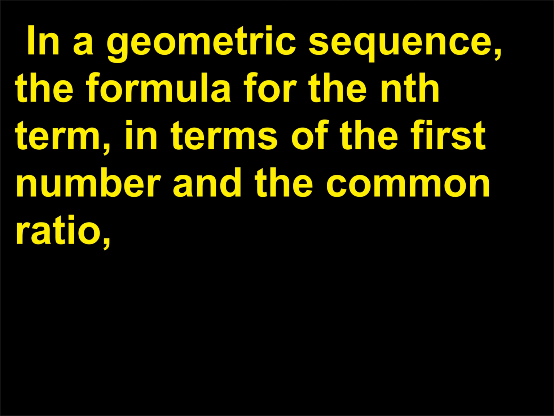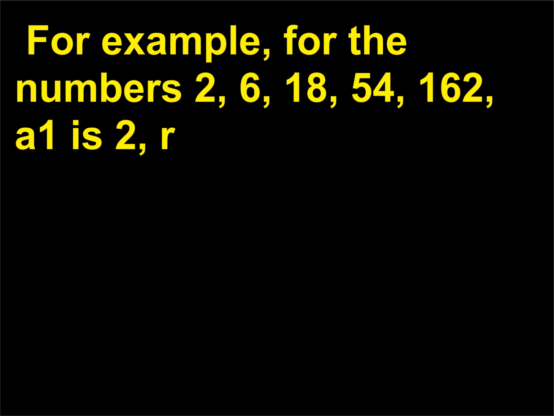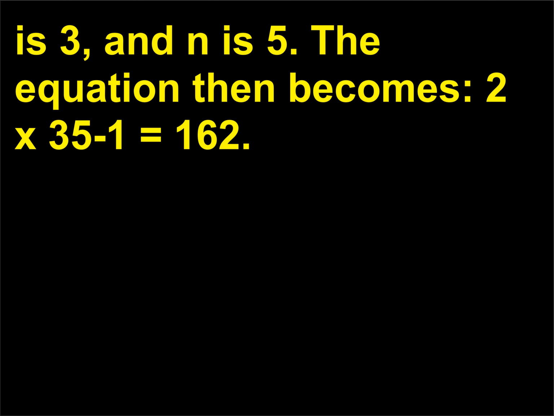In a geometric sequence, the formula for the nth term, in terms of the first number and the common ratio, becomes a_n equals a_1 times r to the n minus 1. Here a_1 is the first term, r is the common ratio, and the number of terms is n. For example, for the numbers 2, 6, 18, 54, and 162, a_1 is 2, r is 3, and n is 5. The equation then becomes 2 times 3 to the 5 minus 1 equals 162.